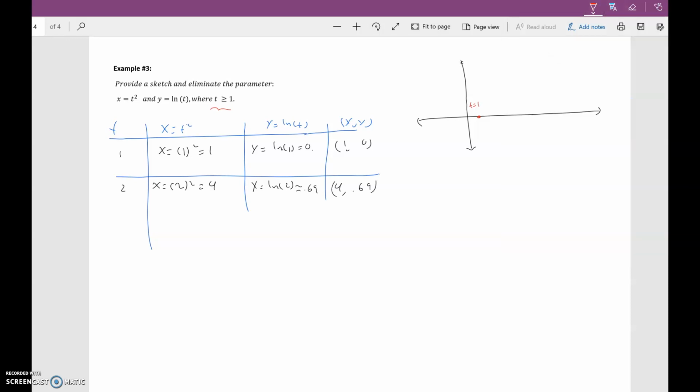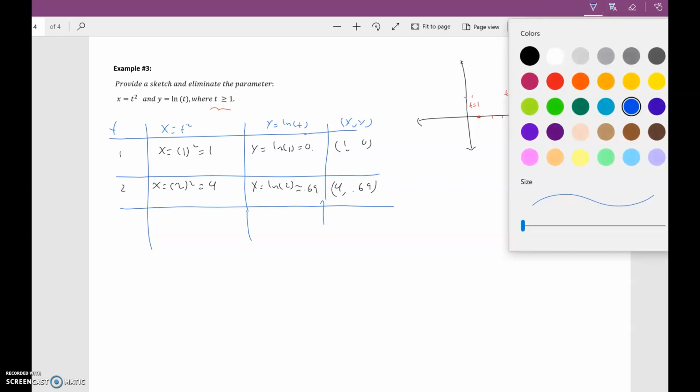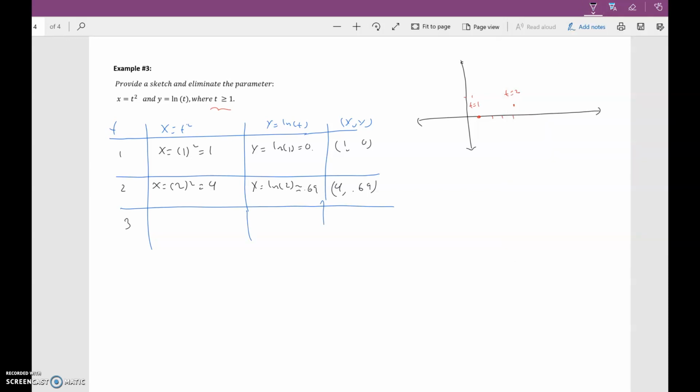So we're looking at 1, 2, 3, 4. I'm just going to say that's 1 at 4 around there. And this is t is equal to 2. The last one that we'll pick, let's pick 3. So we're looking at the value 3. X is equal to 3 to the second, or 9. Y is equal to the ln of 3.